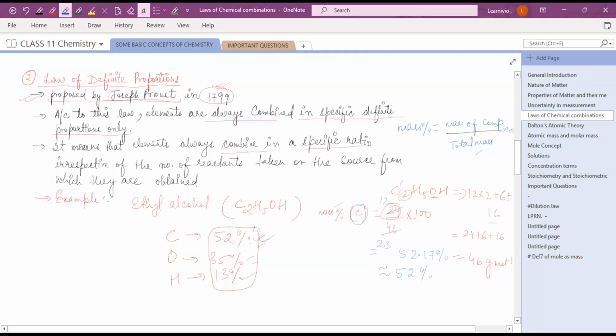So you can see from this example that the total amount of ethyl alcohol which is present, total amount.